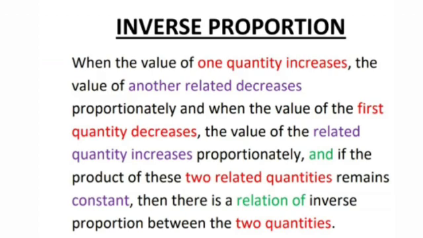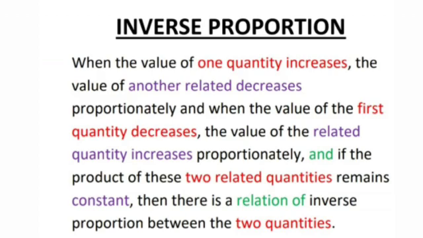Children, when the value of one quantity increases, then the value of another decreases. And when the value of one quantity decreases, the value of the other increases. So that is vice versa. But if the product of the quantities remains constant, then we can say that it is an inverse proportion.